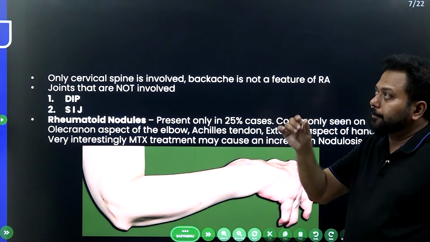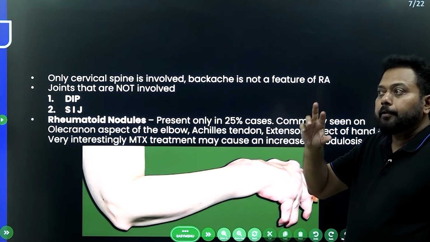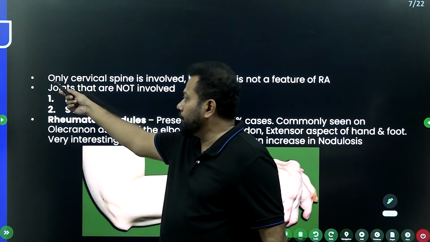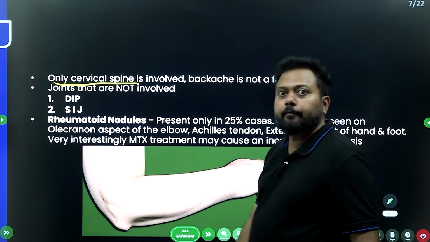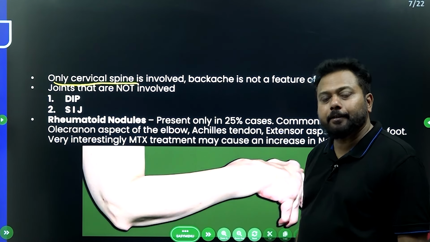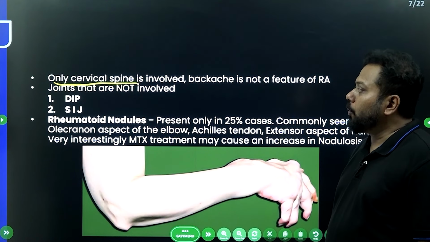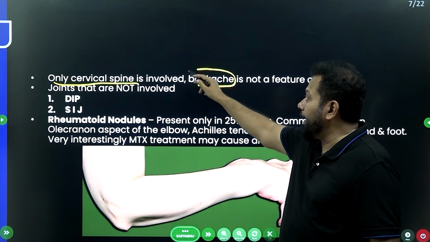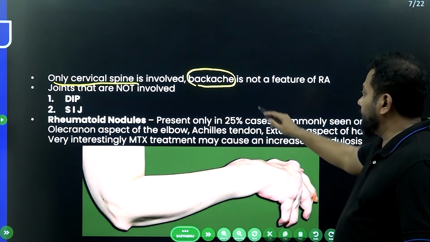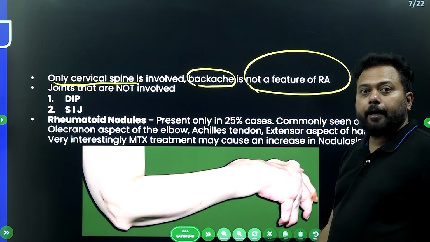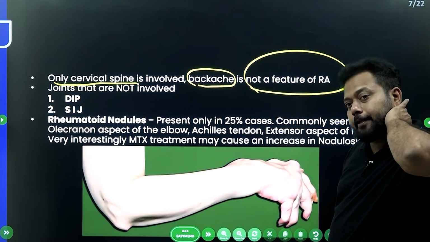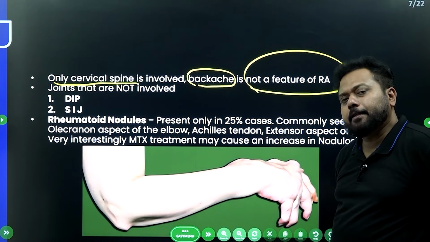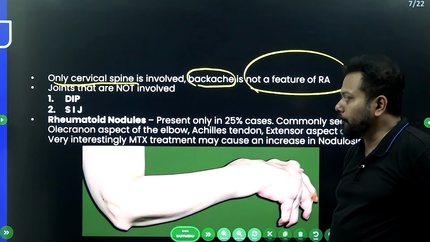In the whole spine, we have 33 vertebrae that everyone knows. Only the cervical spine is involved. Your rheumatoid arthritis will not cause involvement of the lumbar, thoracic or sacral vertebrae. That's why when somebody presents with low backache, that is not a case of rheumatoid arthritis. It's not a feature. They can very rarely present with neck pain. Never with low backache. Somebody presenting with low backache, you are dealing with some other case. That's the point I want to stress.